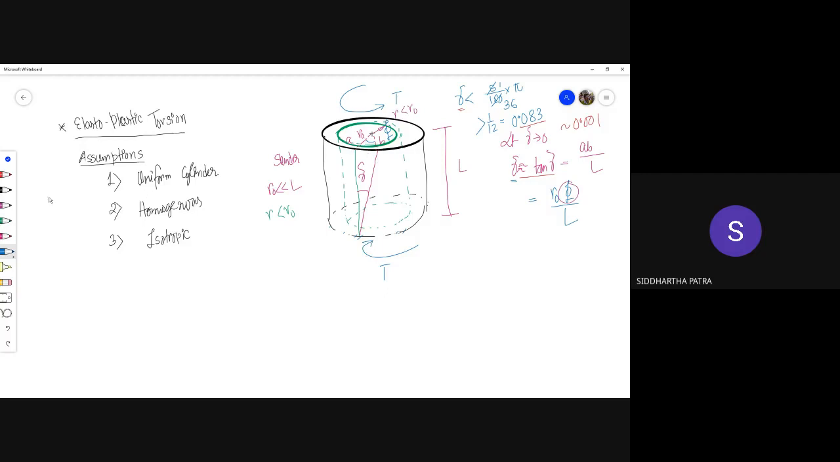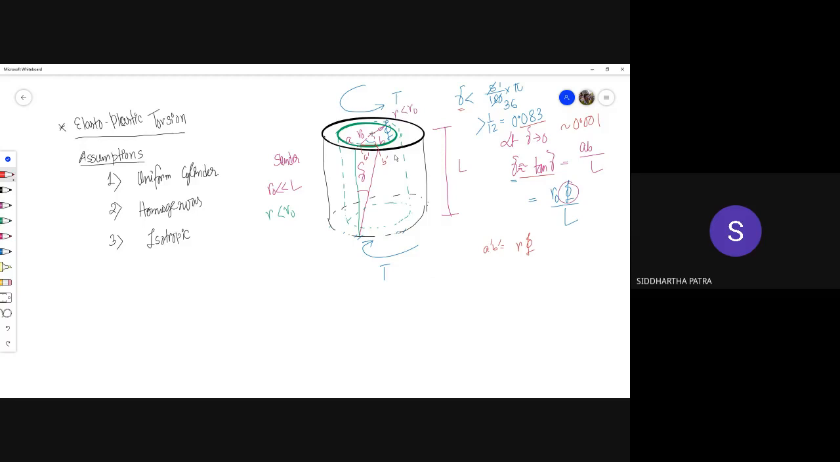So now on the circumference of that smaller circle, the arc length, let's call it a prime b prime, is actually r times phi.